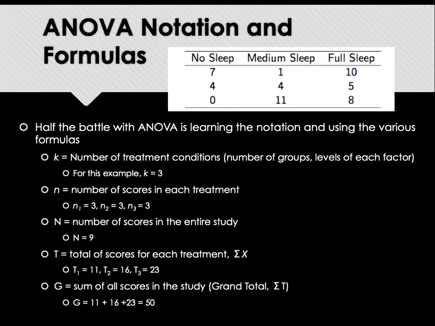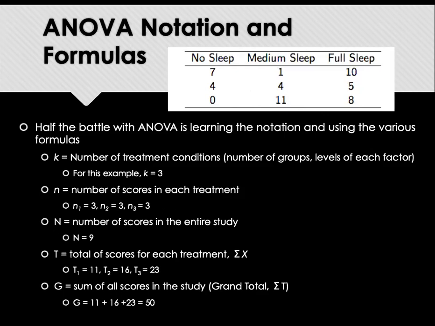Lowercase n is the number of scores in each treatment. So in the no sleep treatment, there are 3 scores. So n1 equals 3. That's lowercase n, I just want to point out. n2 also equals 3. There are 3 scores. And little n3 also equals 3. There are 3 scores.